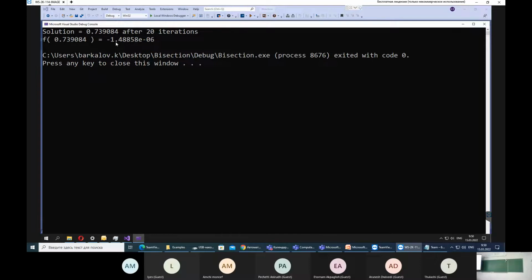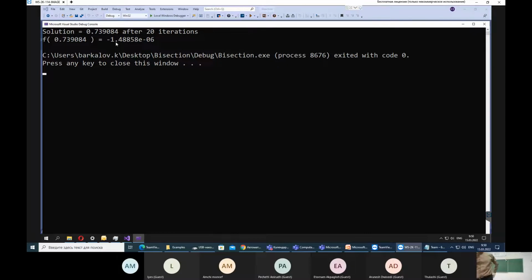Minus 1.4 times 10. E means times 10, and then times 10 to what power? To the power negative 6. 10 to the power negative 6 is a very small value. So this solution is very close to the real solution.